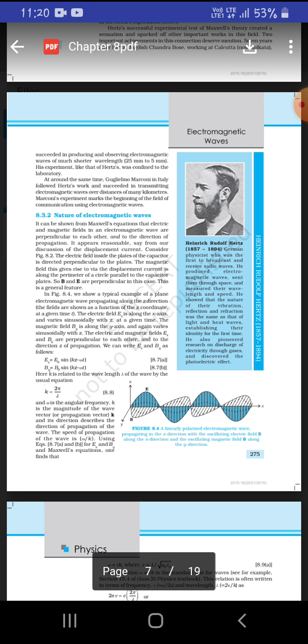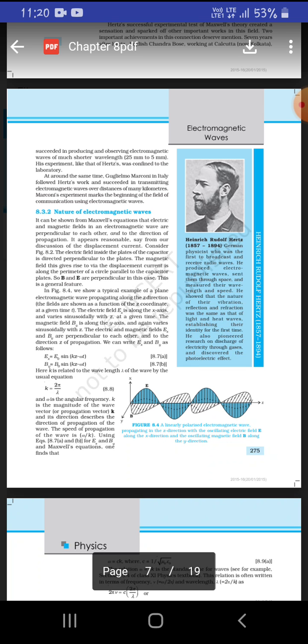and the magnetic field that arises via the displacement current is along the perimeter of a circle parallel to the capacitor plate. So B and E are perpendicular in this case. This is the general feature. He said that the electric field and magnetic field are perpendicular to each other.